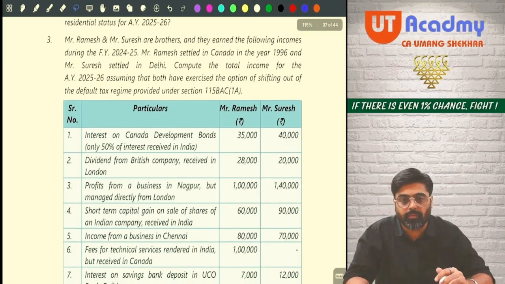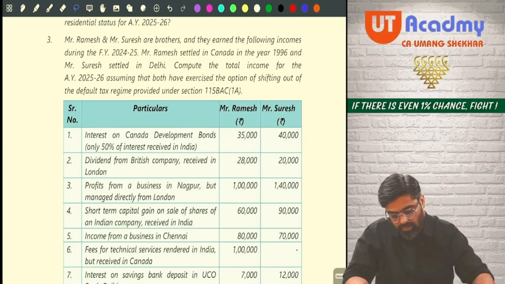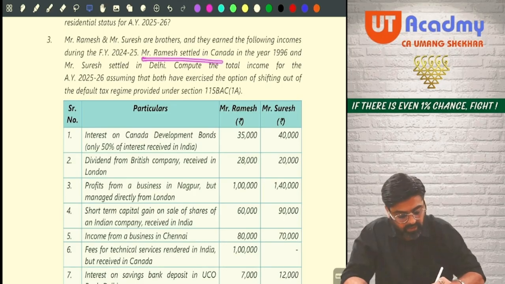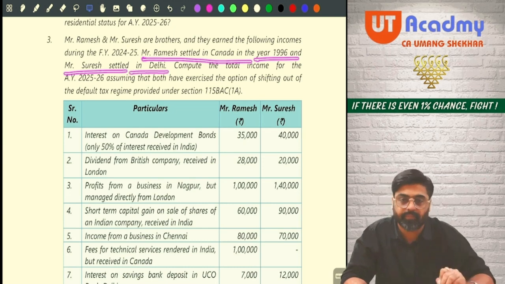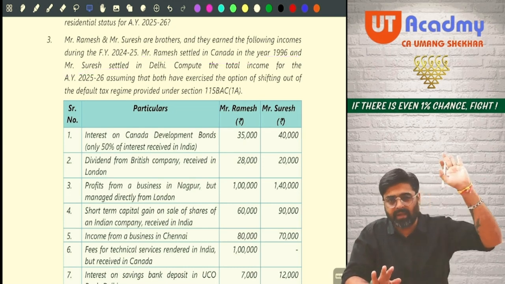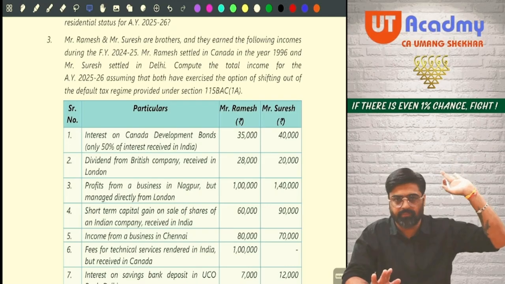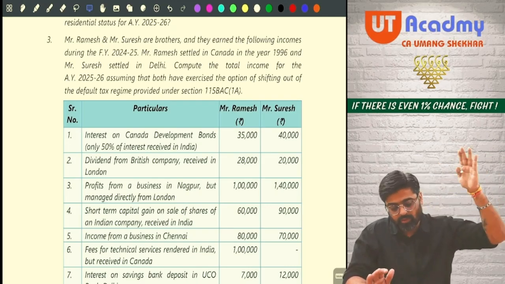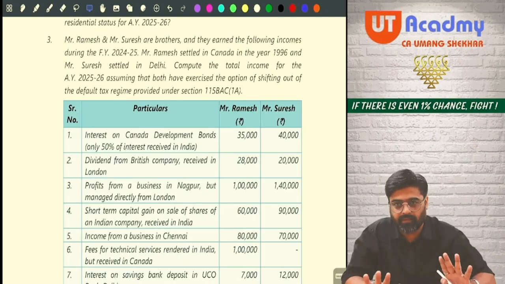Question number 3 from your practice questions. Mr. Ramesh and Mr. Suresh are brothers. They earned the following incomes during the financial year 2024-25. Mr. Ramesh settled in Canada in the year 1996 and Mr. Suresh settled in Delhi. Meaning that since 1996, Ramesh is in Canada only. He settled there. And since that time only, Suresh is settled in India, in Delhi.